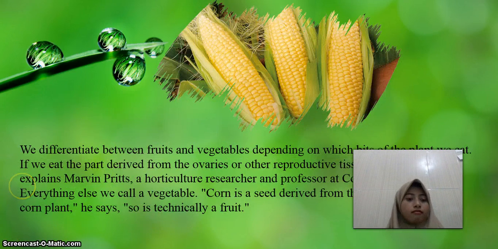Okay, next. We differentiate between fruit and vegetable depending on which bits of the plant we eat. If we eat the part derived from the ovaries or other reproductive tissues, we call it a fruit, explained Marvin Fritz, a horticultural researcher and professor at Cornell University. Everything else we call a vegetable.